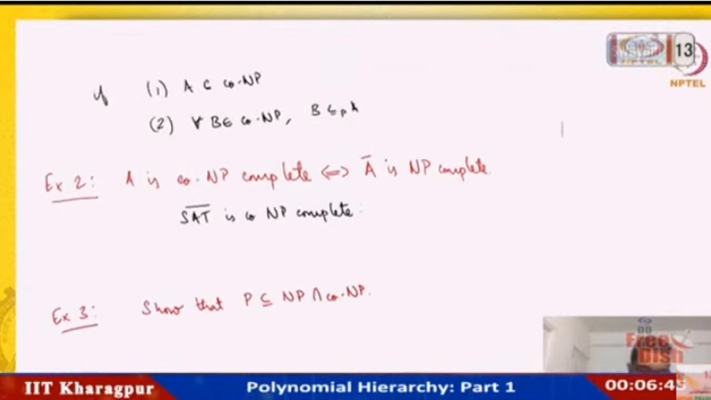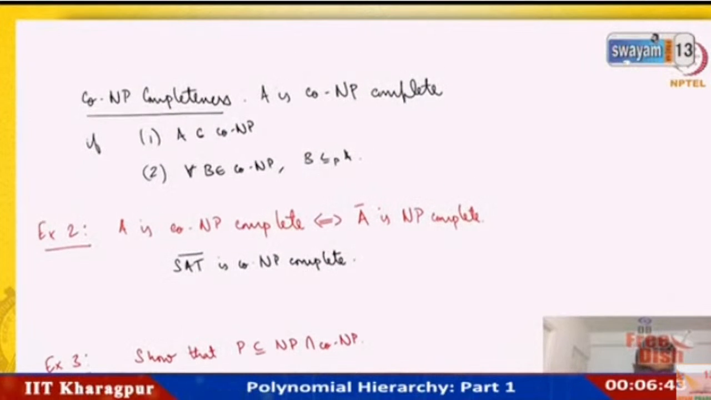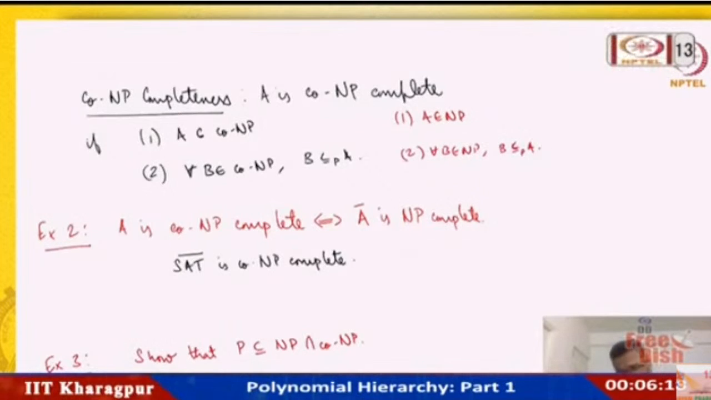Why is this true? What are the requirements for NP completeness? I'm just writing the NP complete definitions. A should be in NP, and two, for all B in NP, B should be reducible to A, right? These are the two requirements. So one, that A is in CoNP, is satisfied by the definition of CoNP. Then all the B that are in CoNP should reduce to A.